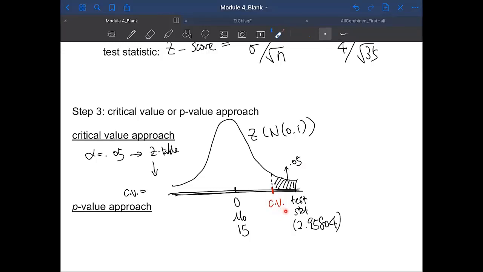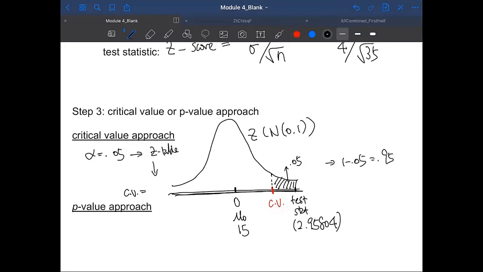I'm going to remind you, Z table only gives you the area to the left. Now we have the area to the right, which is 0.05. What do you think the area to the left is going to be? It's going to be 1 minus the value, and subtract it from 1. Yes, you are right, 0.95. Amy is right. 0.95.